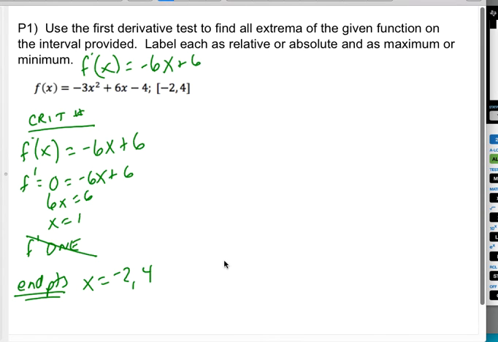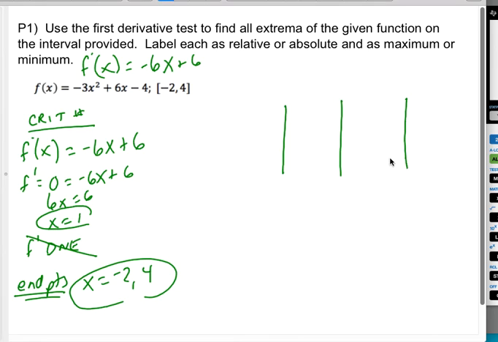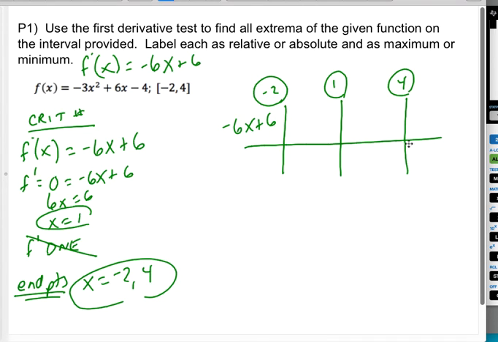Now, once we're here, we know these are the values that need to appear on my sign chart. Again, you could totally do this with algebra. We're going to walk through it the calc way so that you know how to do these skills. So negative 2, 1, and 4, make sure they go in ascending numerical order. And the only factor I have is negative 6x plus 6. There's my f prime, there's my f.